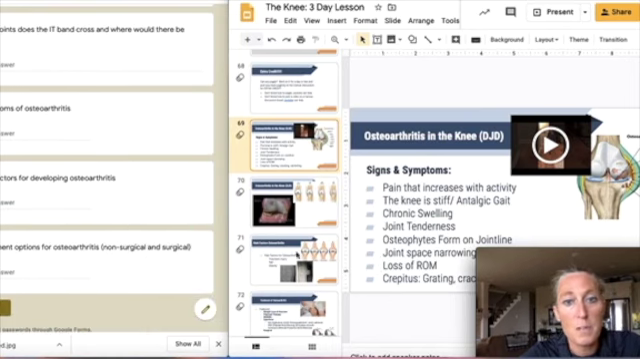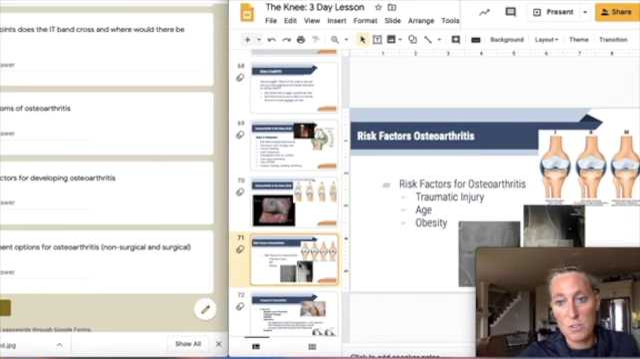Risk factors for developing osteoarthritis. We started our lesson today. A traumatic injury, either in youth or just years previous to the development of osteoarthritis, is a big one. Age, it's degenerative joint disease, so over time it degenerates. Some people, it can degenerate very rapidly or very quickly, and other people, it takes years and years for this osteoarthritis to develop.